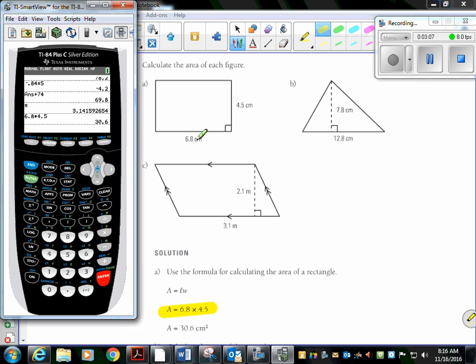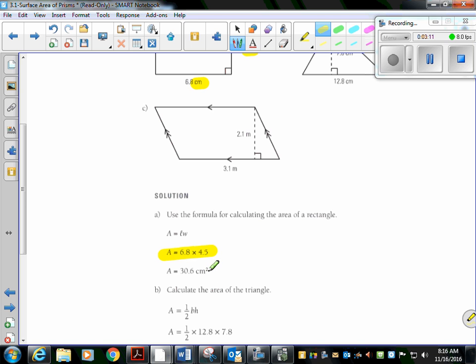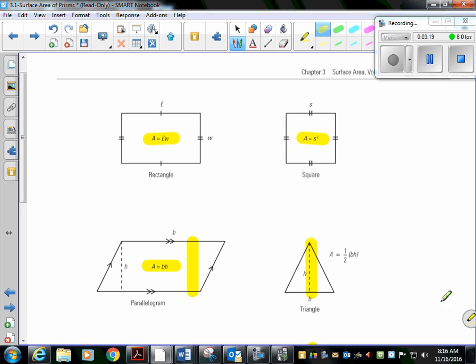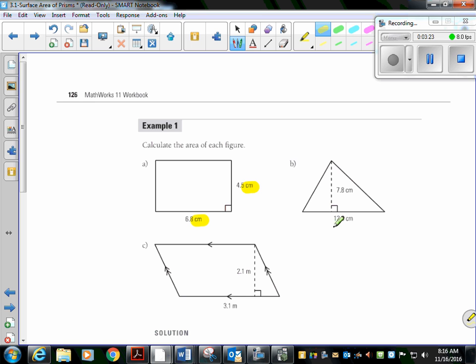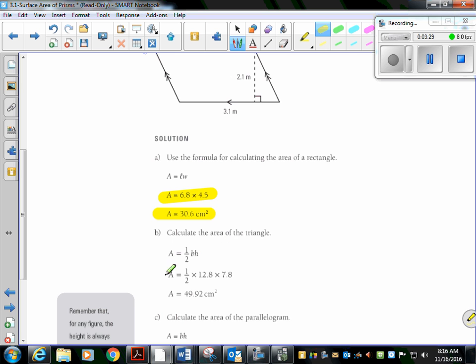Now, these are in centimeters, we did centimeter by centimeter, so our answer should contain a unit that's centimeters squared. B here, we can recognize as a triangle. If we go to our triangles, 1/2 base times height. So base, 12.8, height, 7.8. Go into our formula, plug it in, 1/2 base times height.